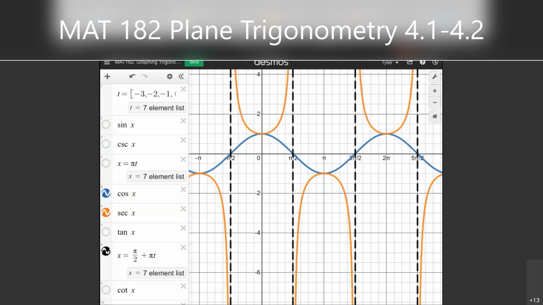Are there any questions with the cosine and the secant graph here?